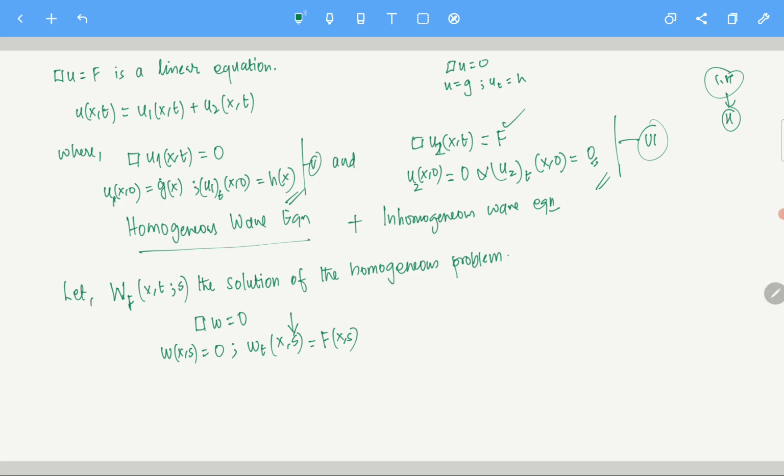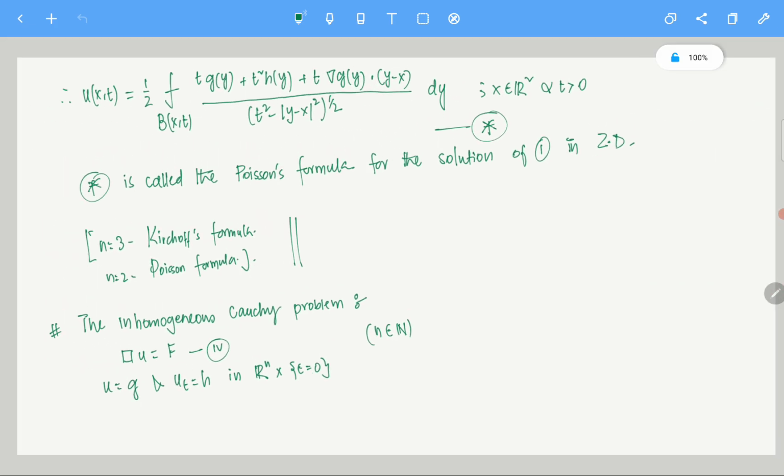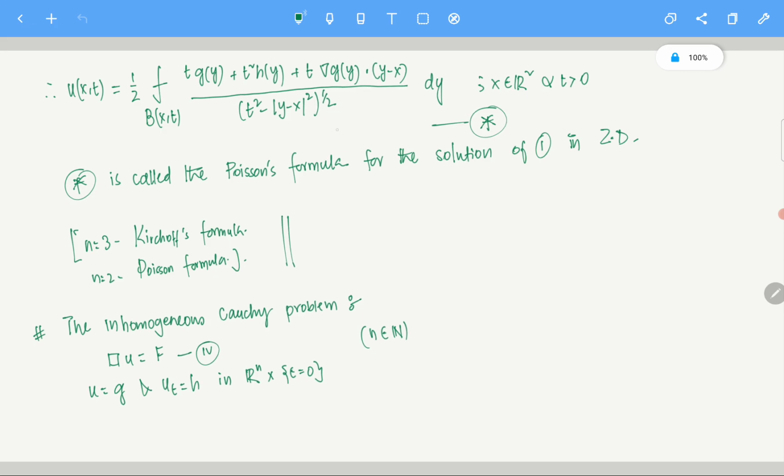Okay, so in n dimensions, let's do it in n dimensions, then we can go from there, right? You see, for n equals 3, we have this Kirchhoff formula. Yes, for n equals 3, we have this Kirchhoff formula. So we are going to use this formula, and we are going to find what the solution is.